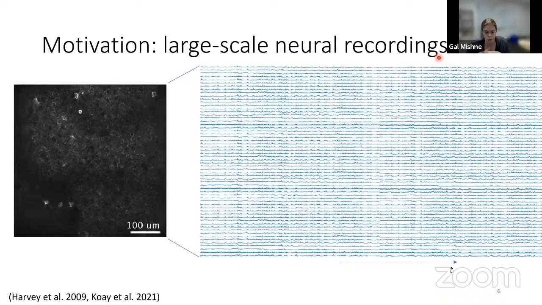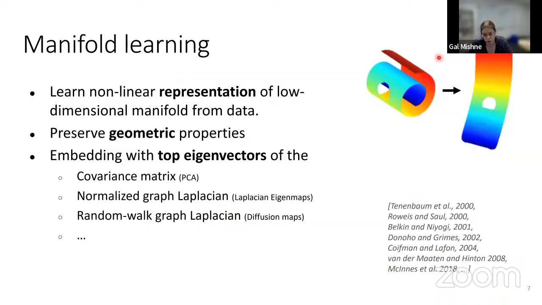How do different brain regions encode stimuli? How do they produce behavior? How do they generate long-term effects like memory and learning and so on? And a popular tool known to many of us in order to analyze large-scale high-dimensional data sets is manifold learning.